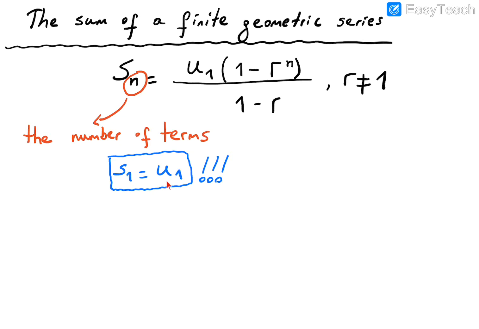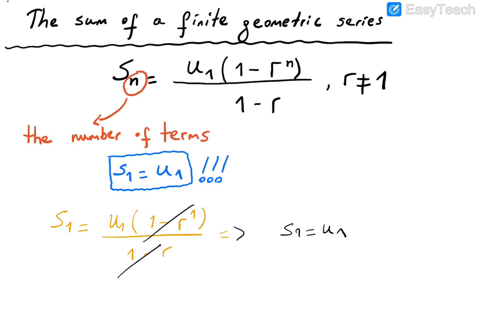So S1 is u1. Guess why? Because if I try to do it here, so let's try it, S1, it means n is equal to 1, right? So u1 times, in the bracket, 1 minus r power of 1, over 1 minus r. So r power of 1 is just r, so you can simplify them. And from here, S1 will be u1.